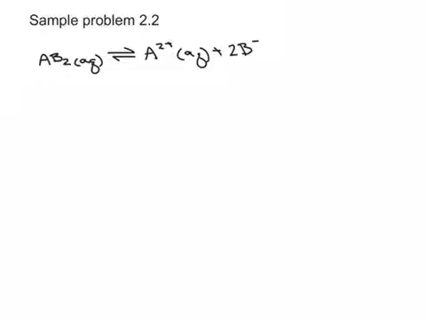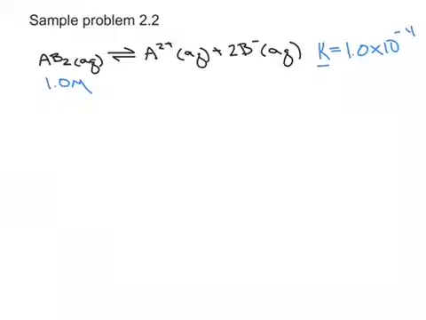Problem tells us a couple of things. It tells us that we have a 1.0 molar solution of AB2. And it also tells us a value for K. So it says that K is equal to 1.0 times 10 to the minus 4. Notice again, this is big K and it has no units.